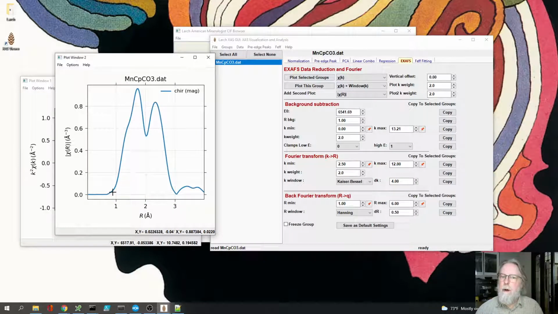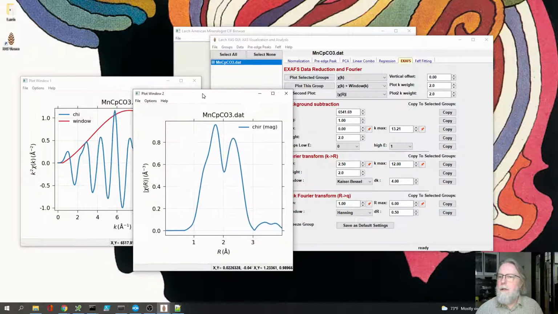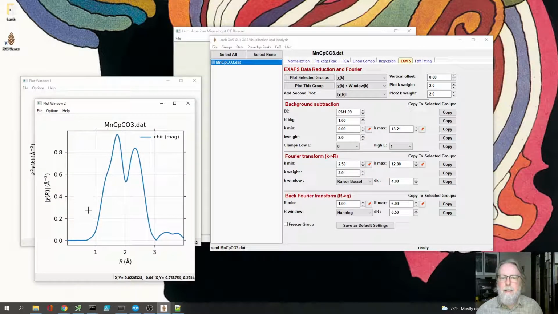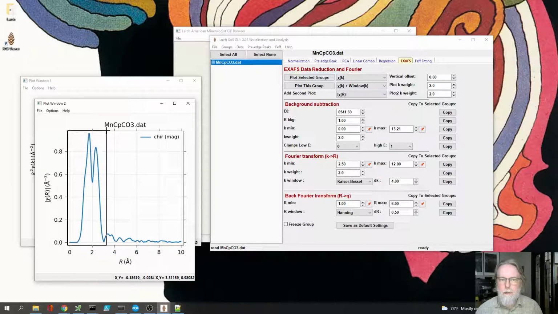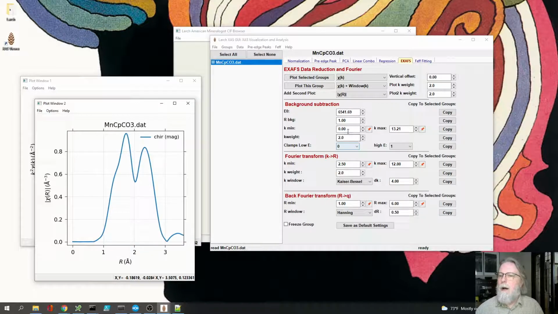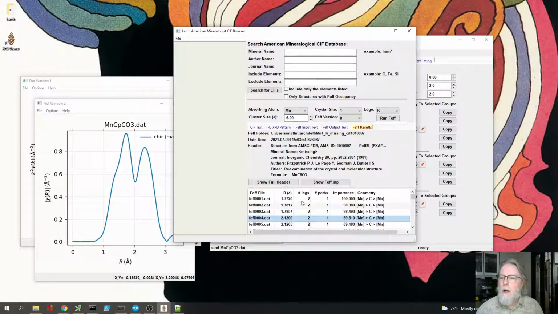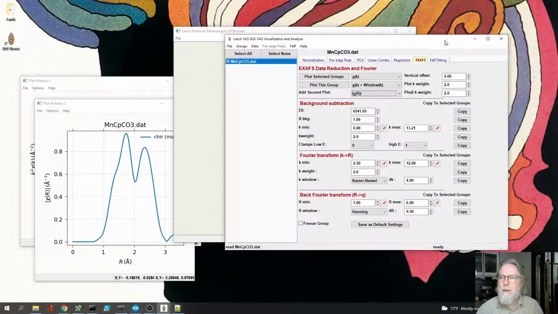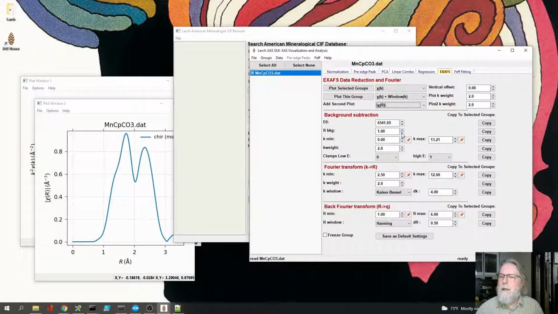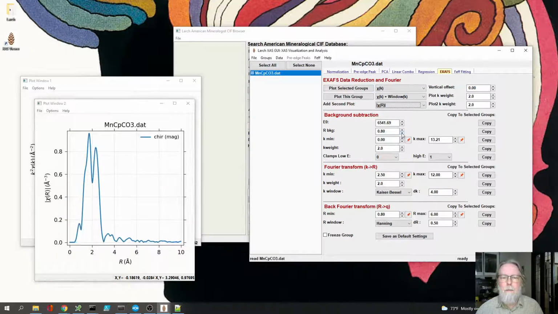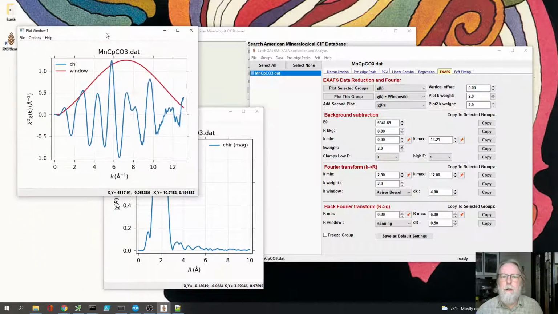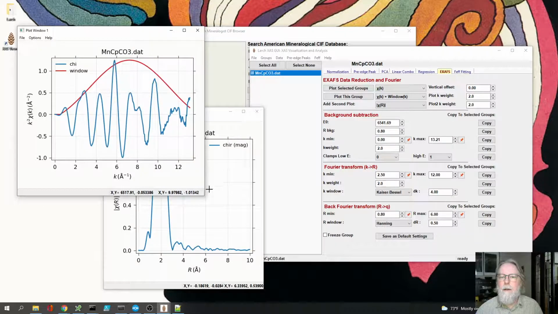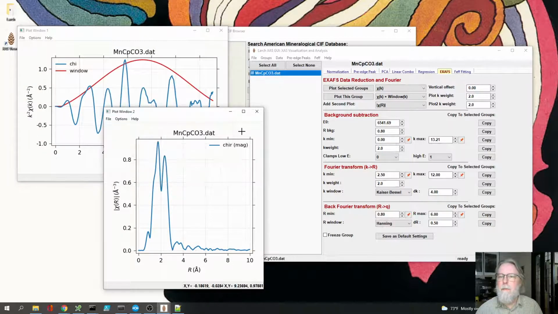If I plot that in R space, we have what appears to be 2 different shells here. I find this a little scary when I look at it, because if I zoom all the way out, as we talked about for background subtraction, the default value of RBKG is 1. That manganese-carbon distance is 1.78 angstroms, a little bit closer than that. So I might look at, what if I make RBKG 0.9 or 0.8? Does that change the result much?